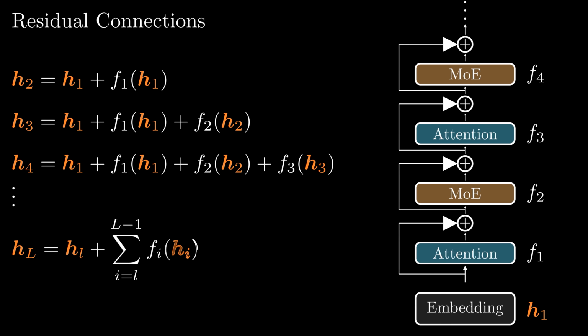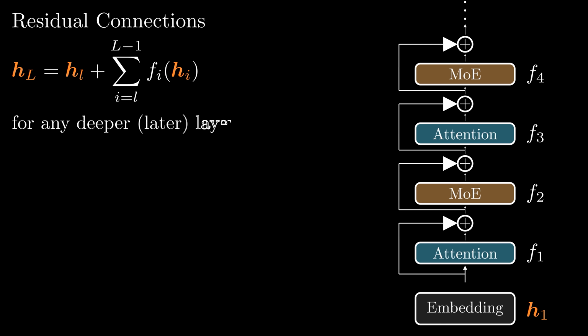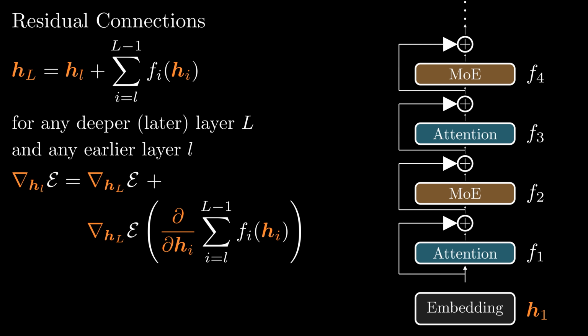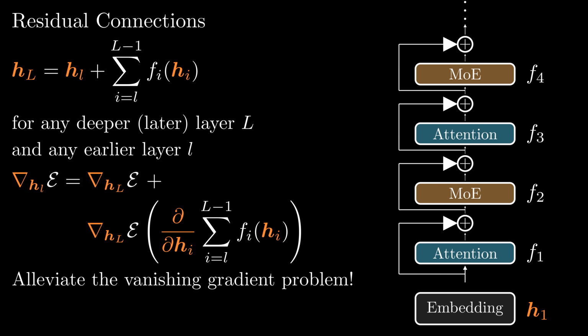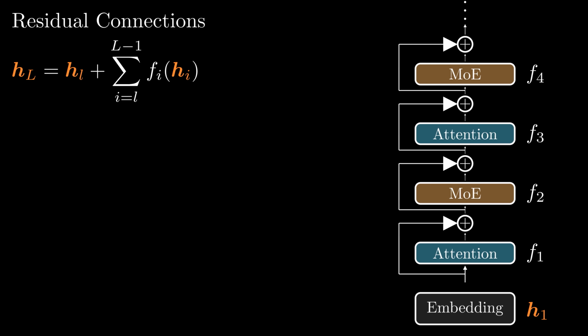The representation at any deeper layer L is the representation at a shallower layer plus the sum of all transformations between them. Look at the gradient flowing back to an early layer. There are two terms, one via the skip connection and one via the transformation blocks. The skip connection path is direct, without multiplication and attenuation. No matter how deep the network gets, there is always a clean highway for gradients. As a result, residual connections help alleviate the vanishing gradients problem and enable the training of very deep models.